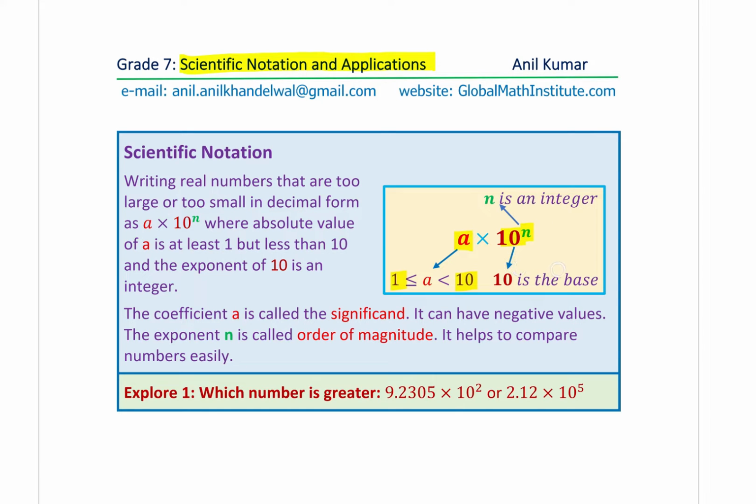10 is the base, as you know. But this integer n has a special name. We call it order of magnitude, since it directly gives you how big or small the number is. And this number a in this particular case is called significand. This gives you the rounding or accuracy to the significant figures. So we'll look into that part also as an extension to this particular topic.